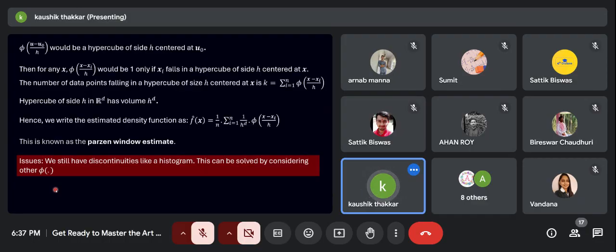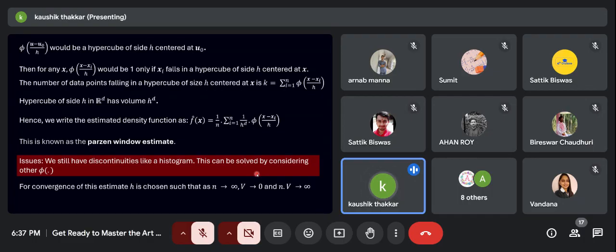Now this problem can be done away with by changing the function phi, since we have introduced phi as a hypercube of side h centered around the test point x, for which we are trying to estimate the density. If we change the form of phi, we can remove the discontinuity problem, and we will get a continuous estimate, right?